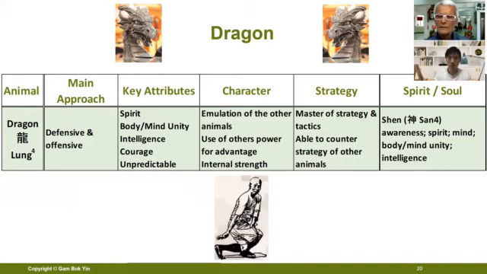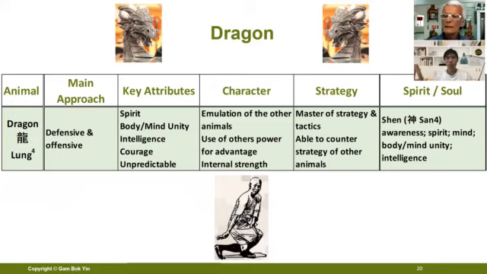Its strategy is, it actually is the master of all strategy and tactics, and it's able to counteract the strategy of the other animals. And as I said before, the spirit is the sun, which represents those things. So the dragon has certain qualities, capabilities, strategy, and character and attributes that the other animals don't have.